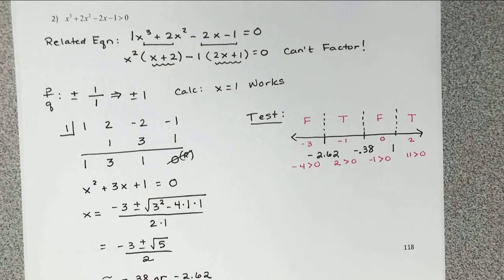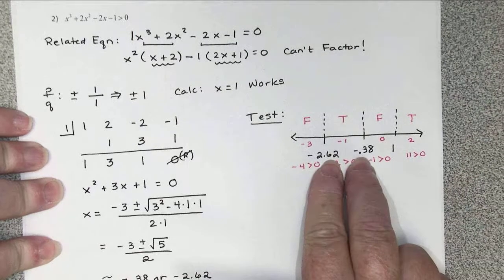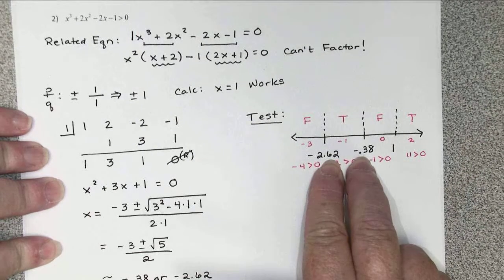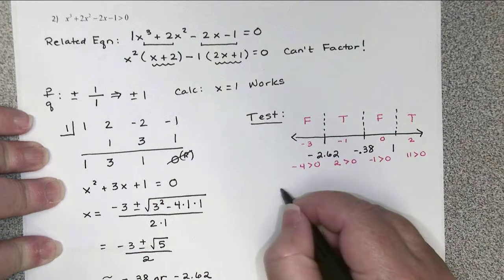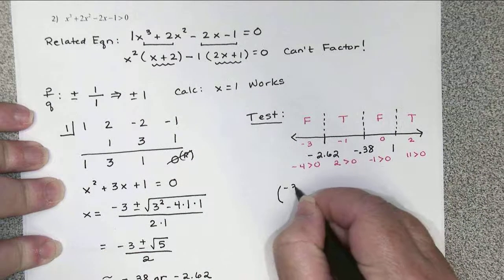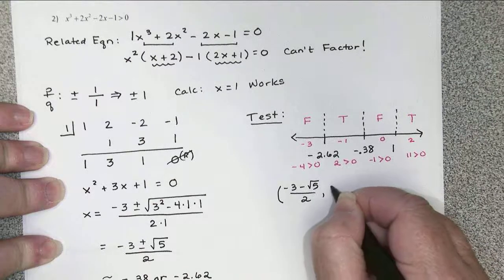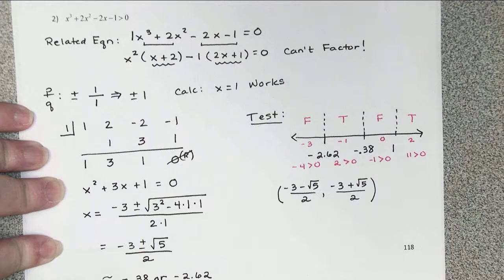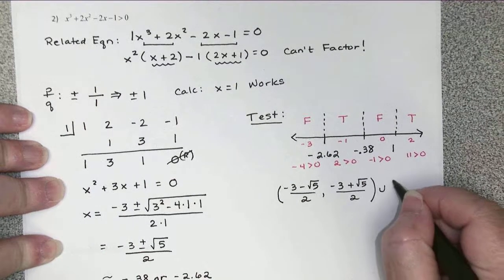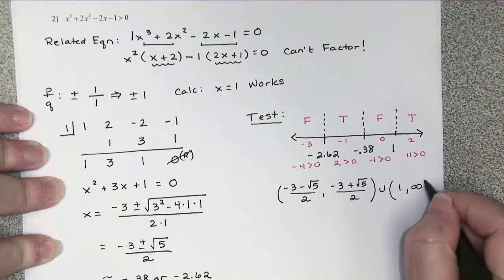So the solution to the inequality is true between these two values. And if I want to, I can go back and rewrite them using the exact values from negative 3 minus the square root of 5 over 2 to negative 3 plus the square root of 5 over 2. We had that true. And then also, from x equals 1 out to infinity, our inequality was true.